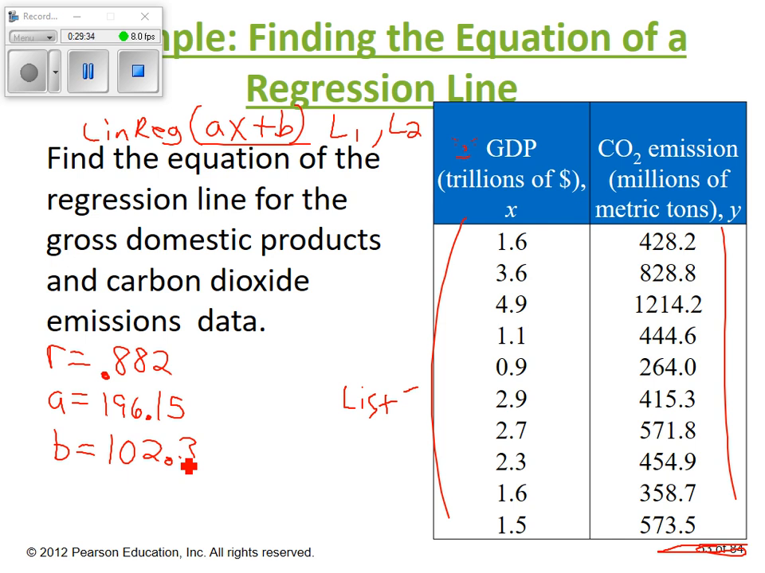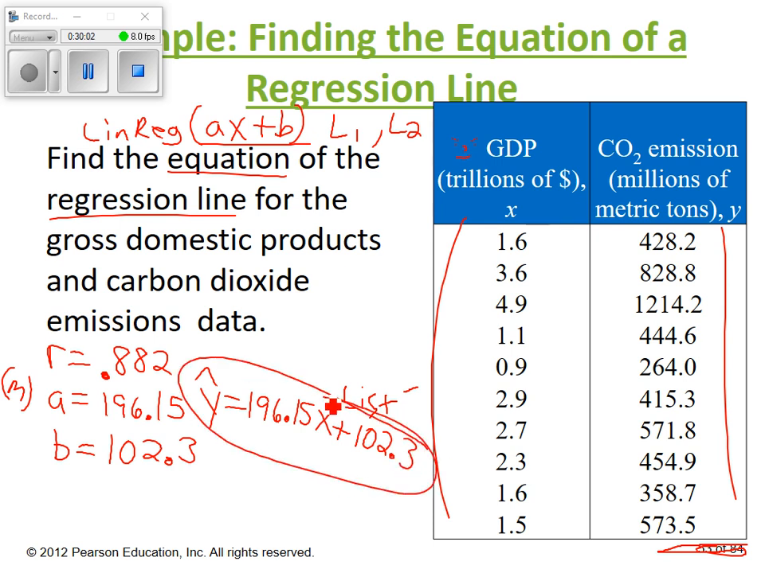So if we want to find the equation for our regression line, it's just gonna be this. Y hat equals, what's our slope this time? Slope is the same as A, so we put in 196.15 times X. And what's our Y-intercept? 102.3. So plus 102.3. That's the equation of our line of best fit. Seems pretty easy.